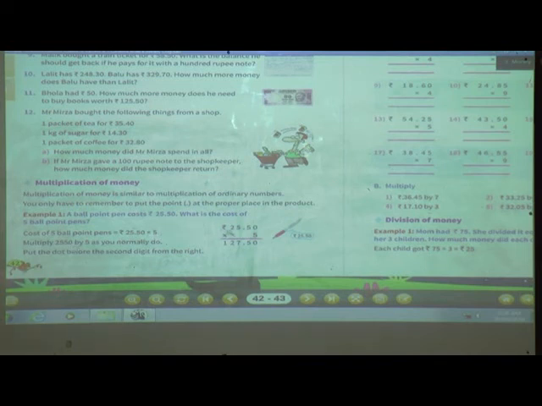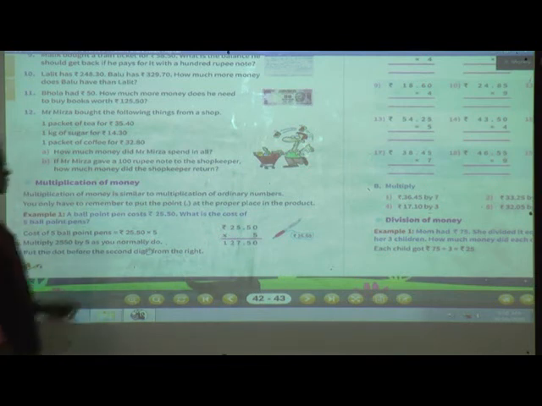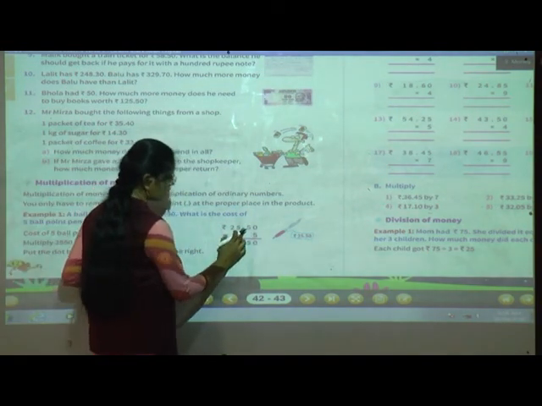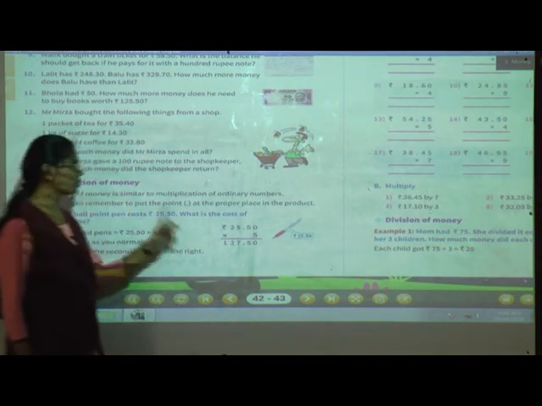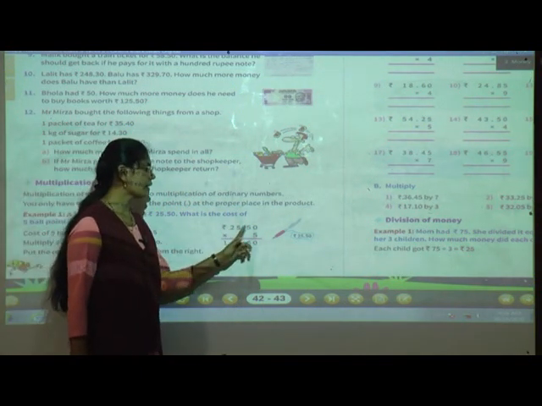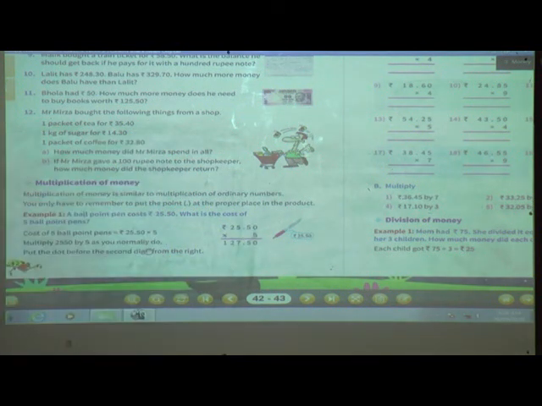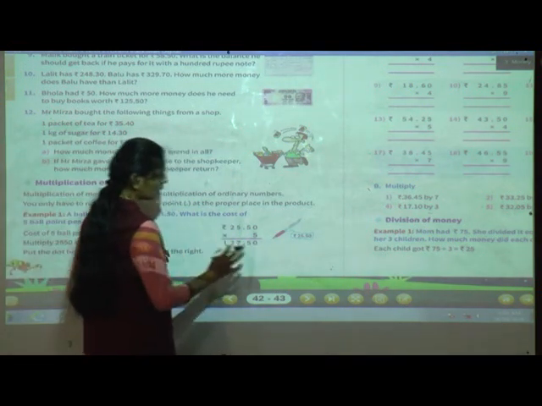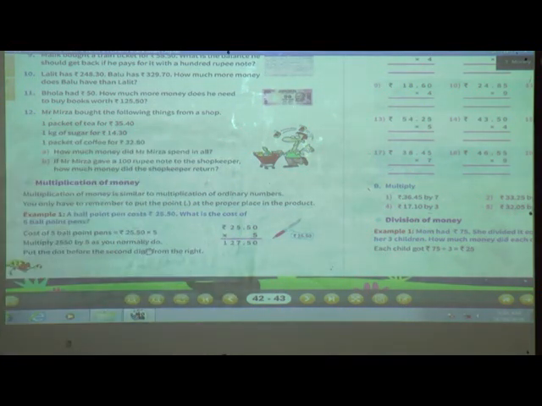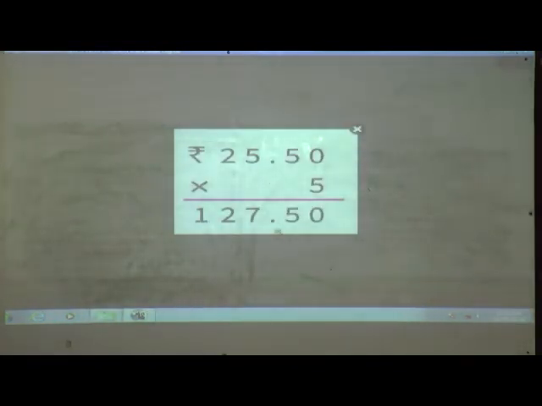First of all, what you have to do? Just multiply 2550. Okay, forget this point. While doing the multiplication you have to multiply 2550 into 5, as you normally do. Then in the product put the dot before the second digit from the right. Whatever answer we get after multiplication, in that we have to put a dot before the second digit.